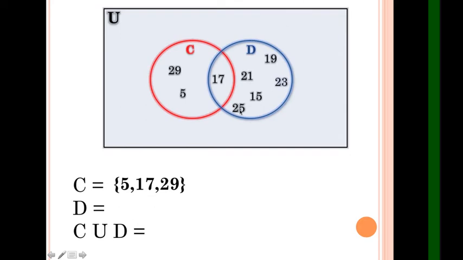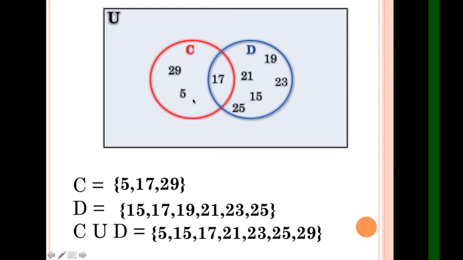For D, it's obvious that the elements are 21, 17, 15, 25, 23, and 19. So those are the elements in set D. Now, what is the union of set C and D? Or C union D? So pag yan naman, pagsasamahin lang natin sila.